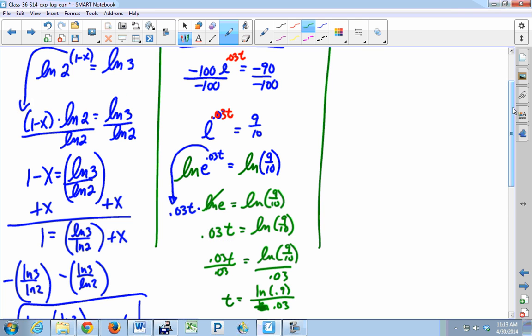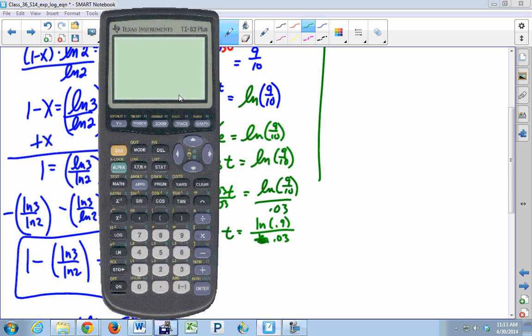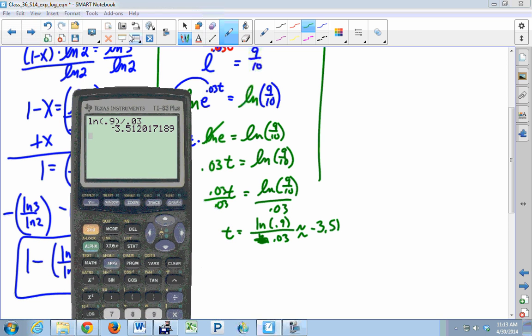So let's see what that is in our calculator. Natural log of 9/10. Come on, is it still hiding on me? I guess it is. Close. Open it up. Maybe you can get there faster than me. Natural log of 0.9 divided by 0.03 is negative 0.351, blah, blah, blah. So it's approximately negative 3.51. Okay, so here's a little question for you.